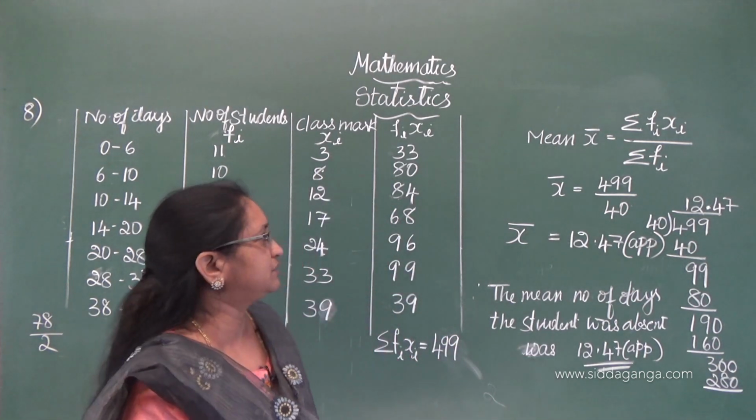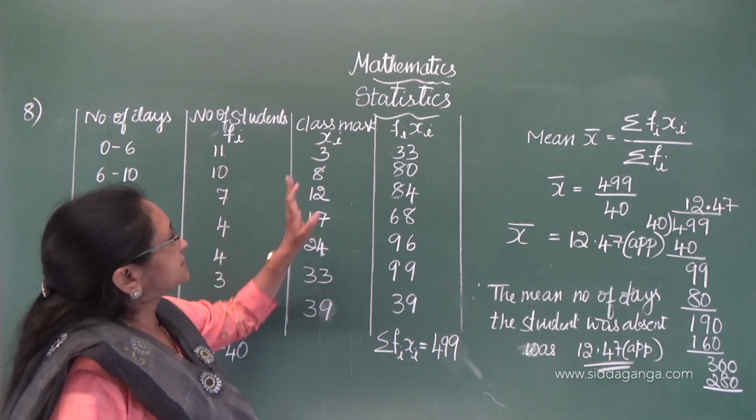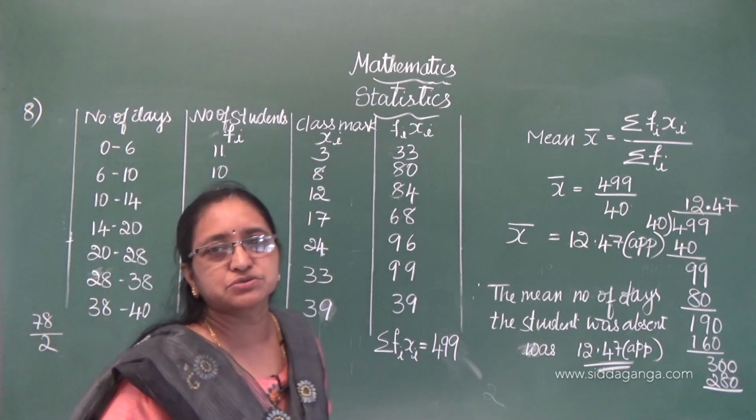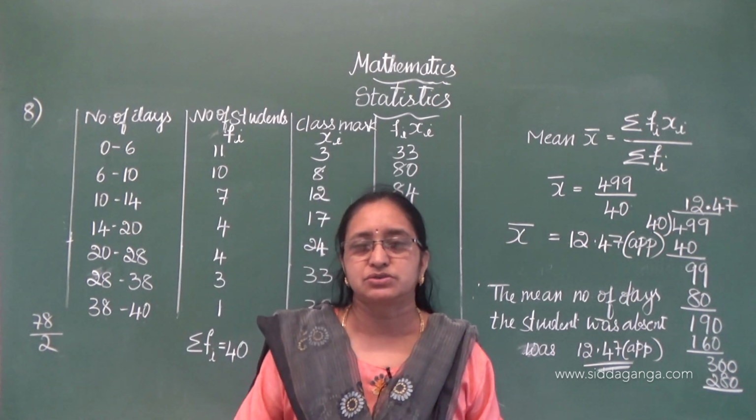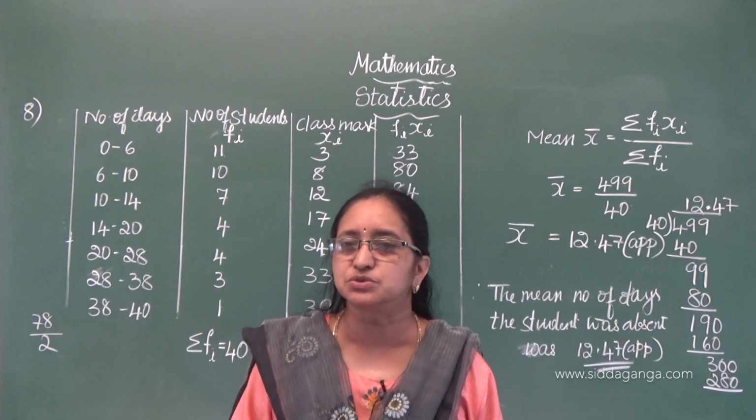So again, why have we chosen this method? The values of fi and xi are small, so we have chosen this direct method. In the next class, let us see the next method, that is the assumed mean method.